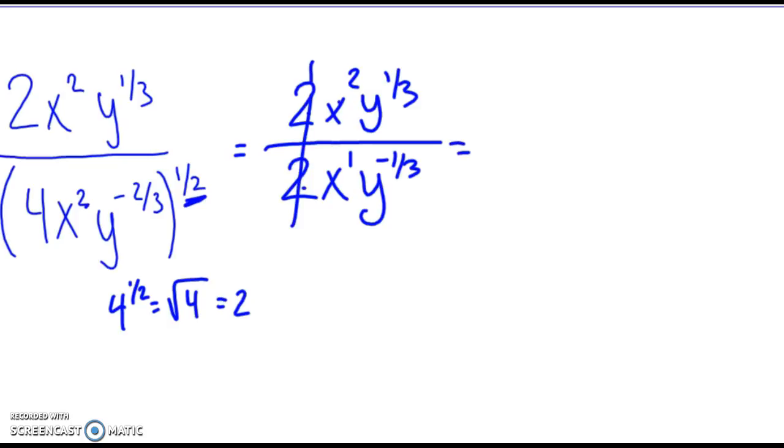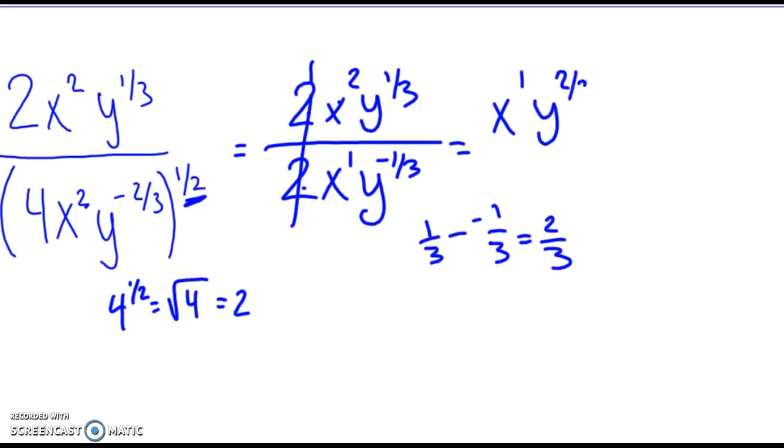I'm going to get it down to 1x. 2 minus 1 is 1. I'm going to get it down to 1y. 1/3 minus negative 1/3 is 2/3. So I have y to the 2/3. I have one of each base. I have no reducible fractions. I have no negative exponents. I am done.